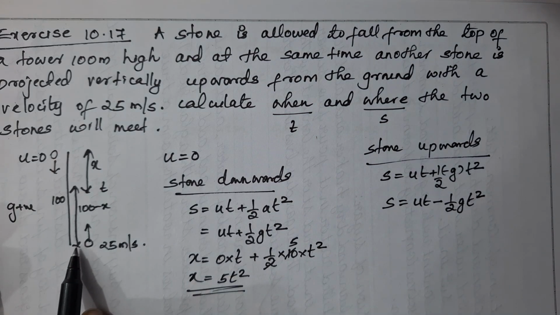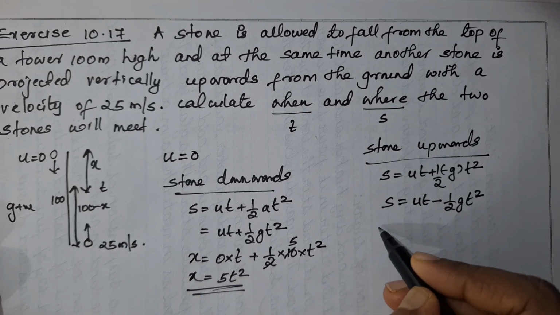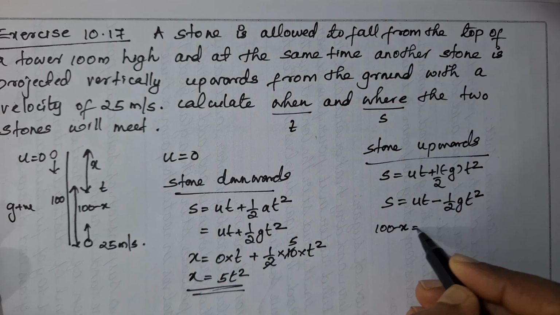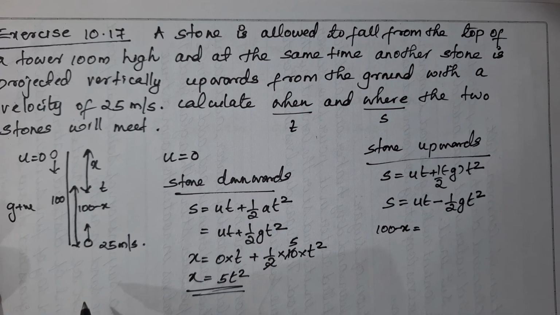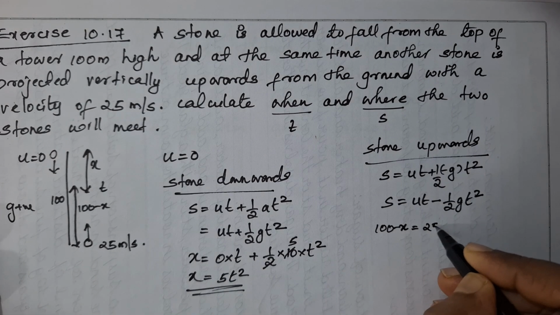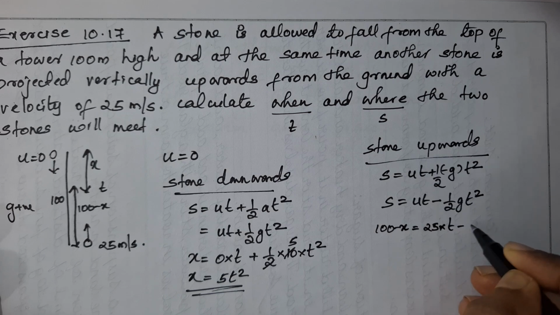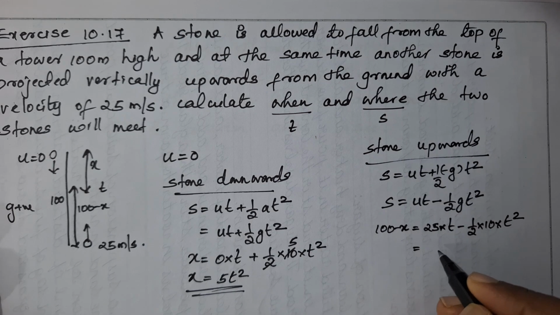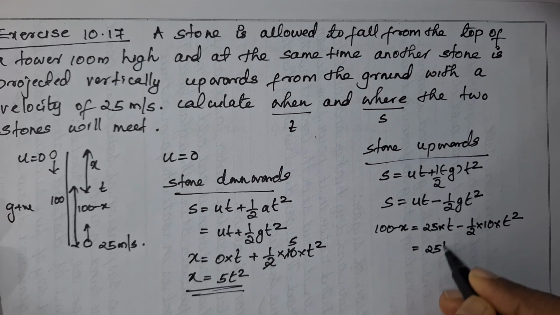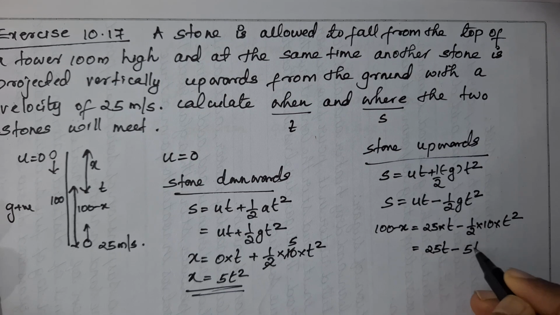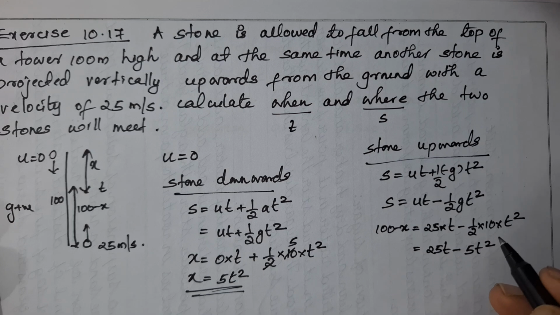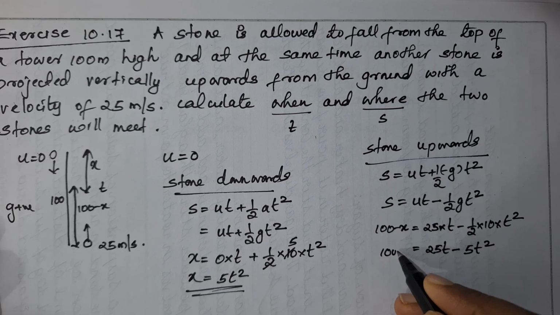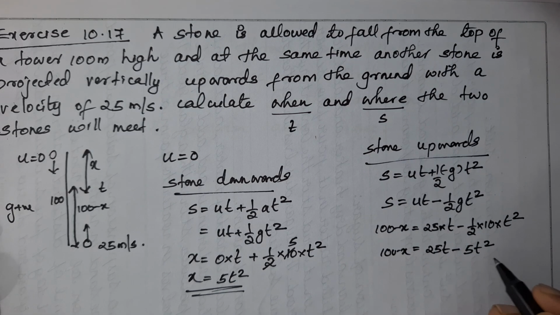Then what is the distance S here? For this particular stone, in time t, it is traveling a distance of 100 minus x. So 100 minus x is equal to, what is its initial velocity? It was not 0, it is 25 meter per second. So 25 into t minus half into 10 into t square, which becomes 25t minus 5t square. So 100 minus x is equal to 25t minus 5t square.